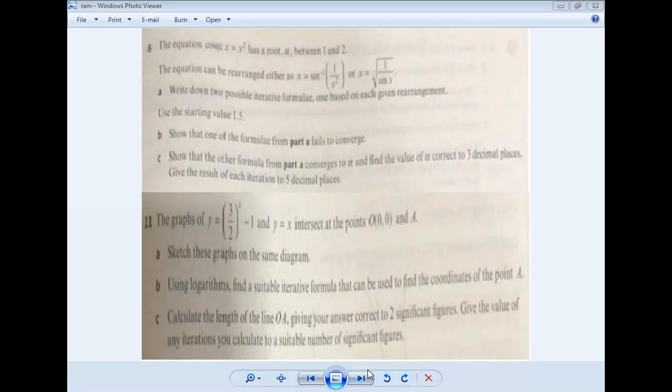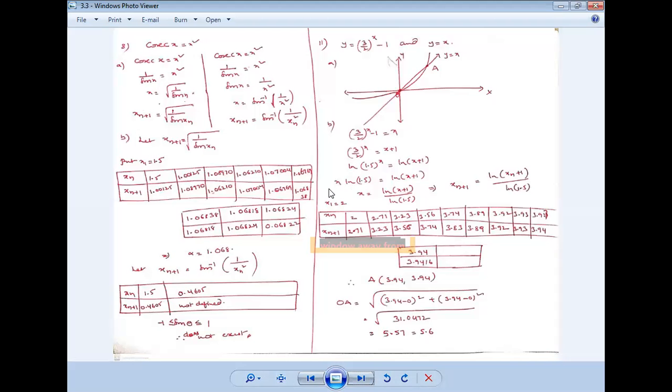Okay. Now I am going to share the solution. See here. Now, first, you draw the graph. y is equal to 3 by 2 whole to the power of x minus 1, and y is equal to x. You know y is equal to x passes through the origin only. And putting in some values for y is equal to (3 by 2) to the power of x minus 1, you will get a graph like this. And it will intersect at some point over here. So that point will be A. Is it clear or not?